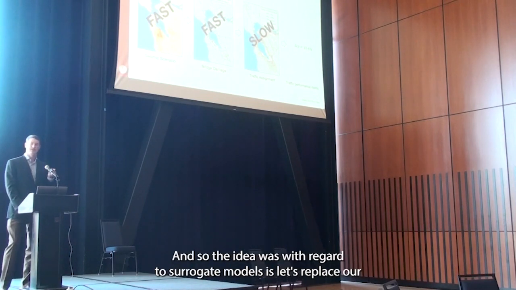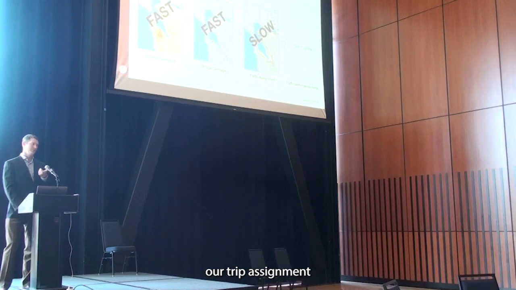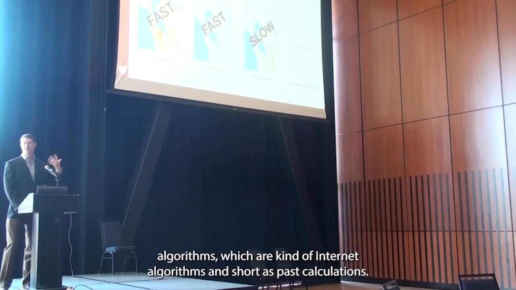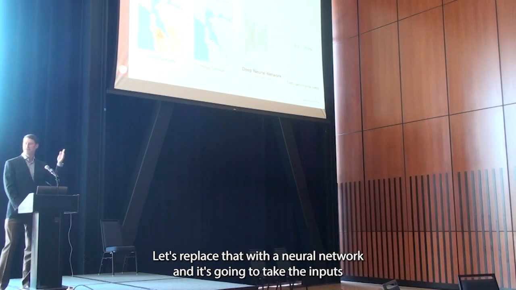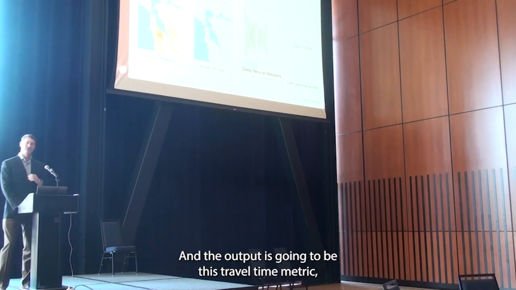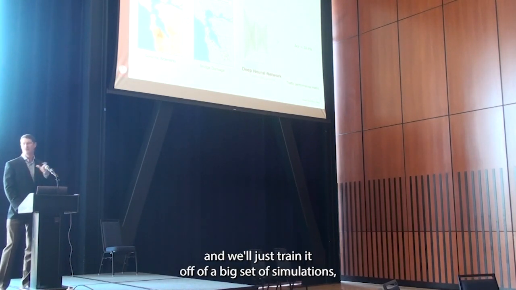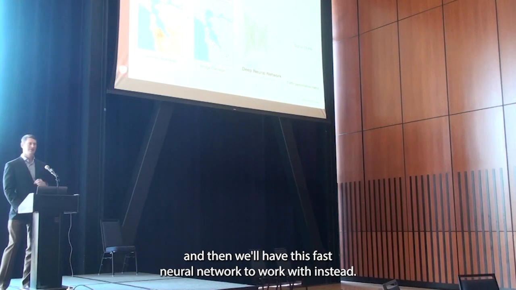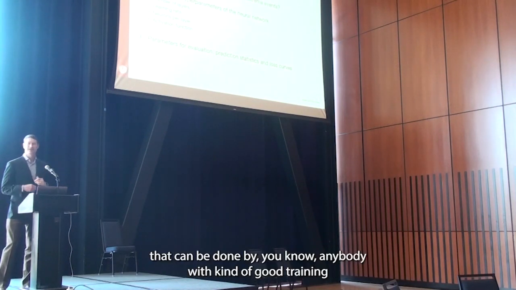And so the idea, with regard to those surrogate models, is let's replace our trip assignment algorithms, which are iterative algorithms and shortest path calculations, with a neural network. It's going to take the inputs being the damage states of all 1,700 bridges in the network, and the output is going to be this travel time metric. And we'll just train it off of a big set of simulations, and then we'll have this fast neural network to work with instead.